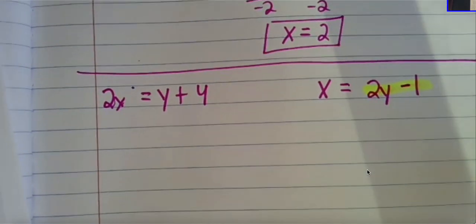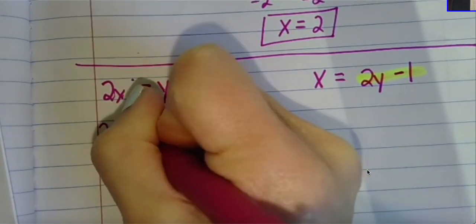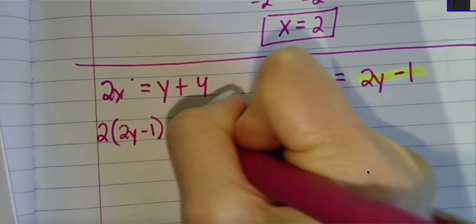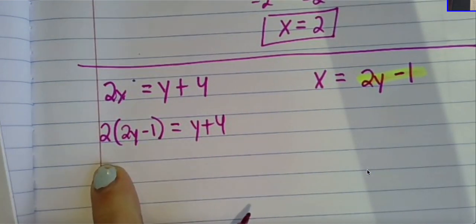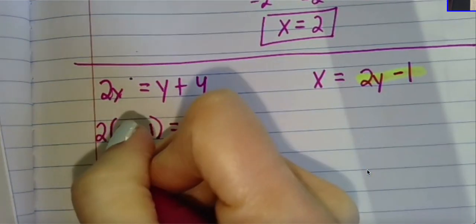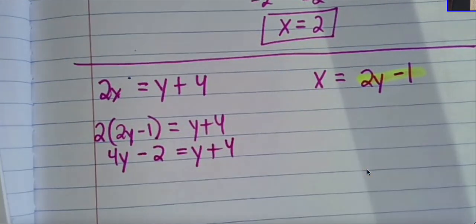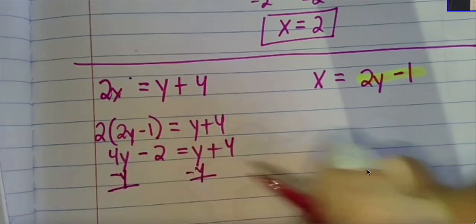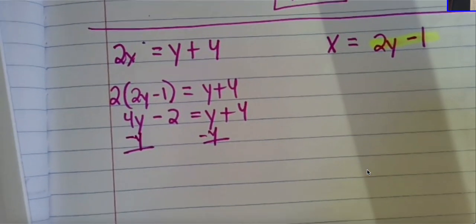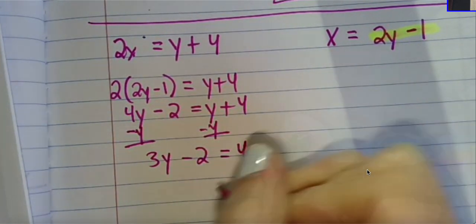So this is substitution. I'm going to say 2 times 2y minus 1 equals y plus 4. Do y'all see that all I did was plug that in for x? I just replaced it. So what do I do with that 2? Distribute it. So I get 4y minus 2 equals y plus 4. Now, I need to move my y over, so I'm going to subtract y. What's 4y minus y? 3y. So I get 3y minus 2 equals 4. Then what? Add 2.